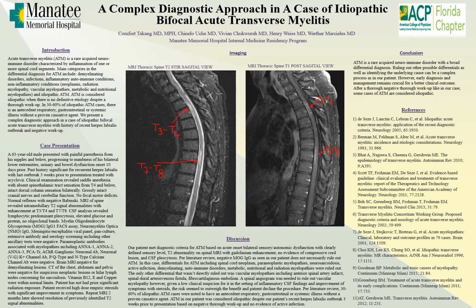Finally, a spinal angiogram was needed to rule out vascular myelopathies. However, given a low clinical suspicion for it, in the setting of inflammatory CSF findings, and patient's significant improvement of symptoms with 5 days of pulse steroids, the risk seemed to outweigh the benefit and the patient declined the procedure.